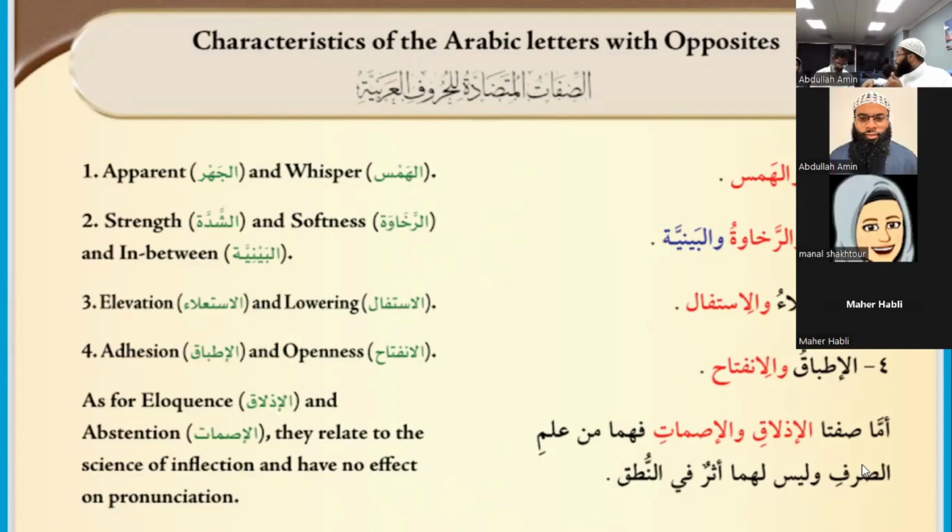All right. So back to the harf al-lam. Is it an apparent letter or a whisper letter? How do you know something is apparent and how do you know something is whispered? It's apparent, because the vocal cords vibrate. It is also an in-between letter, because the sound is partially blocked at the articulation point.